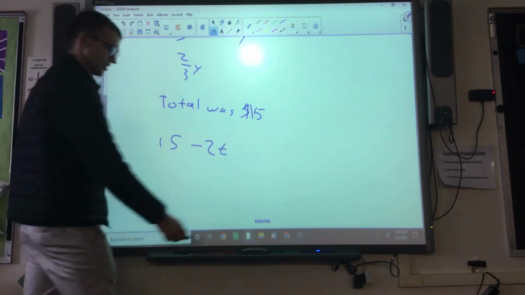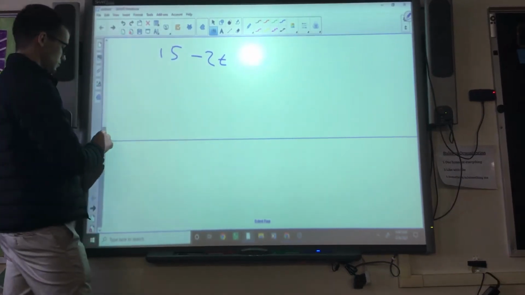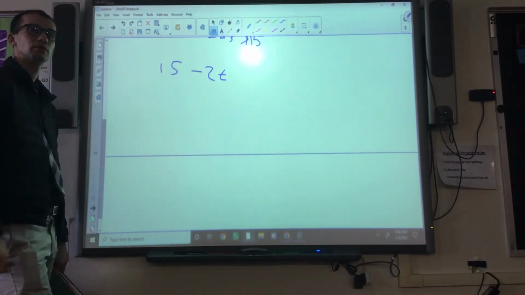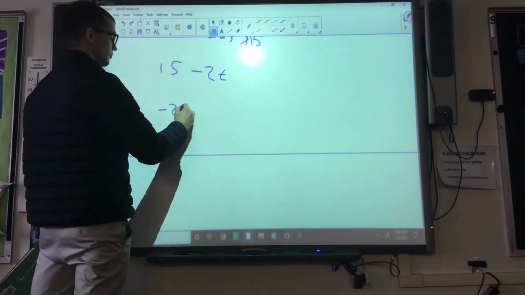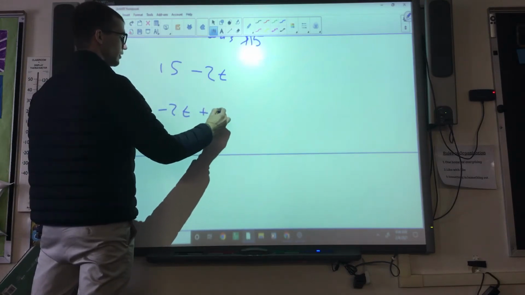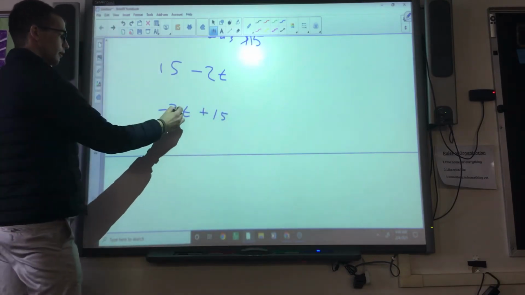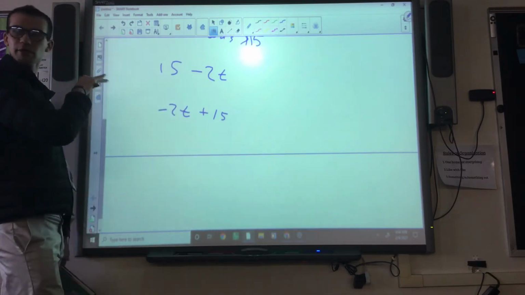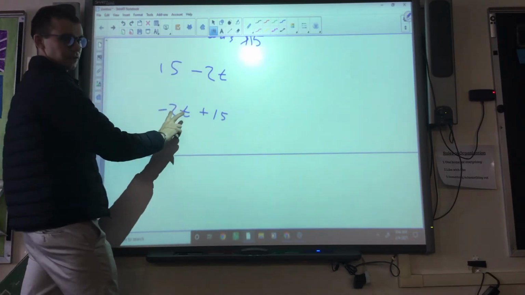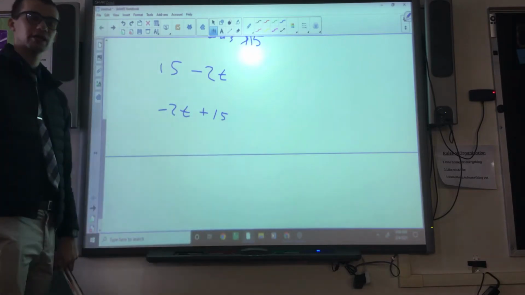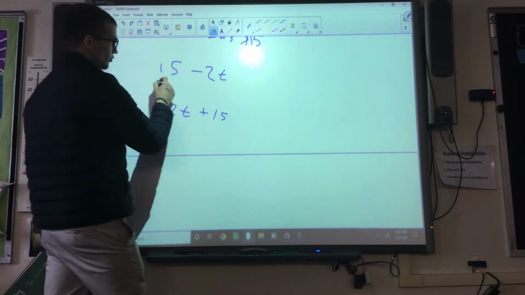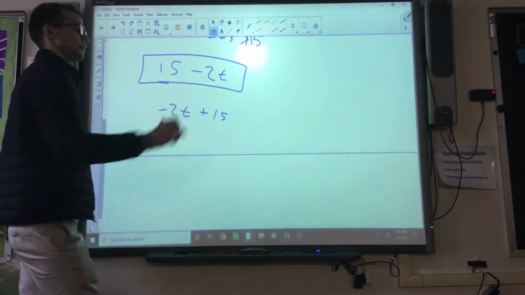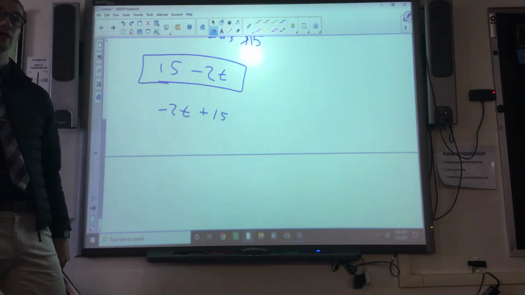In your book it has a different answer. It has negative 2T plus 15. Yeah, negative 2T plus 15. Technically, if you're going by what we talked about earlier, it's called descending order. You do variables first and then numbers second. That could be helpful. But if you're thinking about actual understanding, I think this is a lot better answer. And I don't care which one you have. Doesn't matter to me.